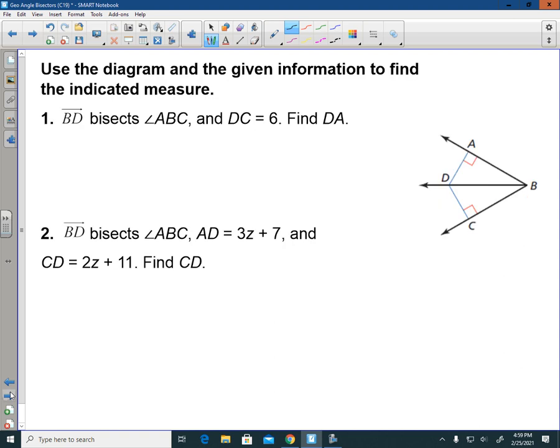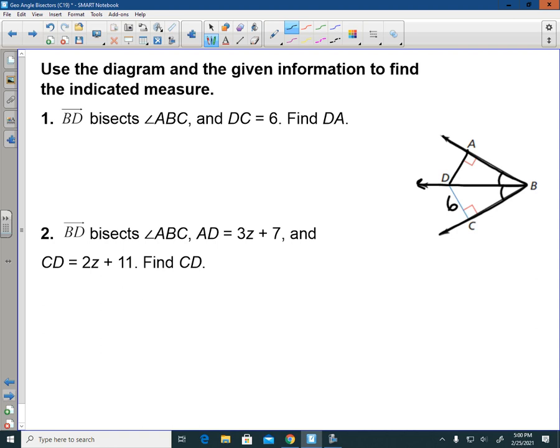All right, a couple more. So it says, we're going to use the same figure for both of these. It says BD bisects ABC. Let's start right there. Mark up this figure as we go. BD bisects ABC. Well, here's BD, and it bisects ABC, which means that this angle is congruent to that angle. That's what bisects mean. And DC equals 6. There we go. And what we want to find is DA.